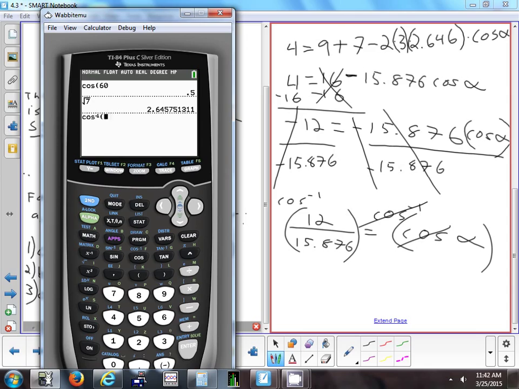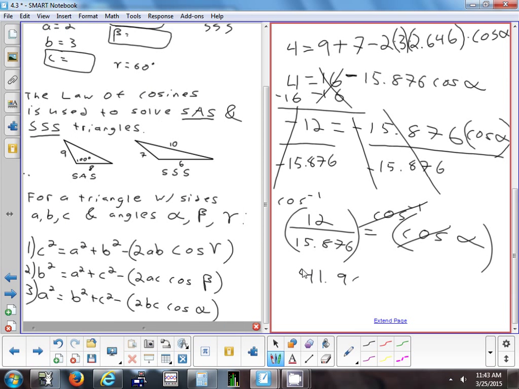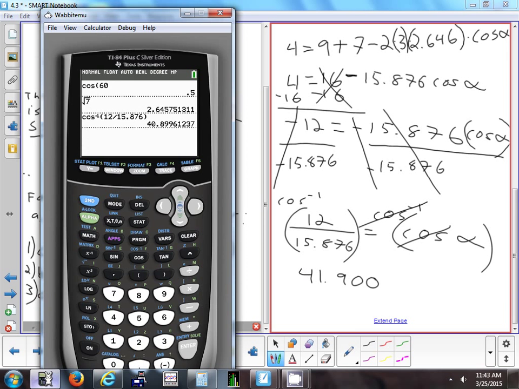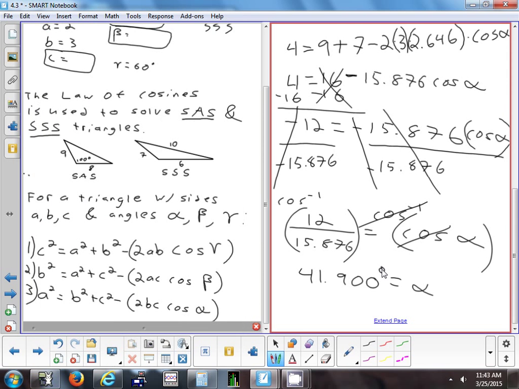This, I think, is straightforward. You can take the whole thing in at once: 12 divided by 15.876. Just make sure you're in degrees. So it's about 41.900 if we're rounding to 3 decimal places. Any question on alpha? Because now our work is basically done.